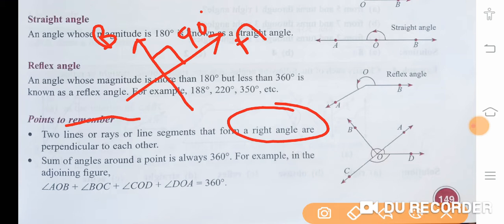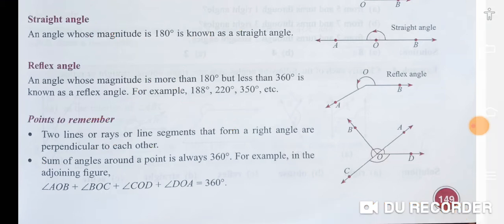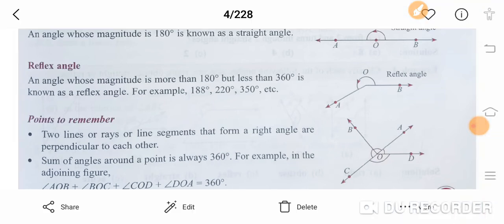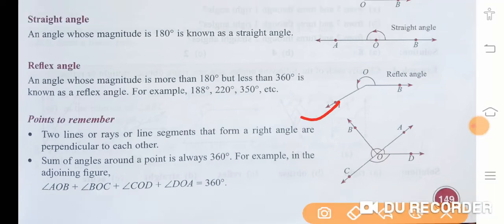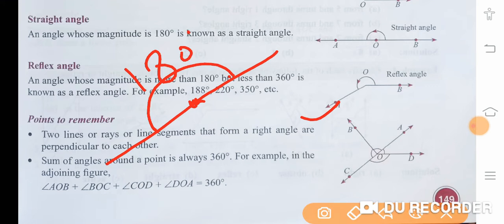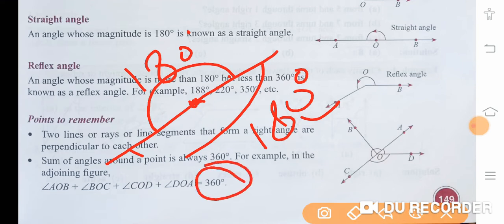Similarly, one more point, my dear, this is very important for you. The sum of angles around a point is always 360 degree. It means, please see this figure. Suppose you have a point. At a given point, how much angle can you draw? See, this is 90, this is 180 degree, and here also this is 180 degree. Total how much will it come? 360 degree.